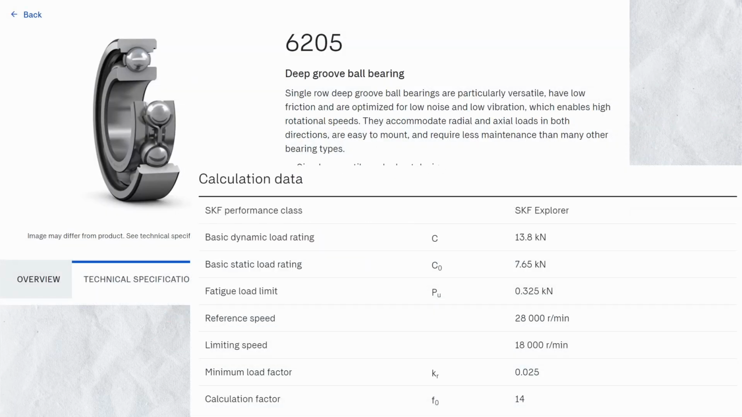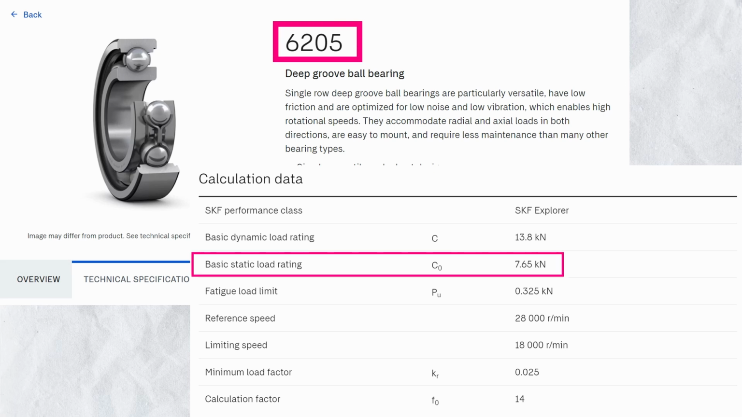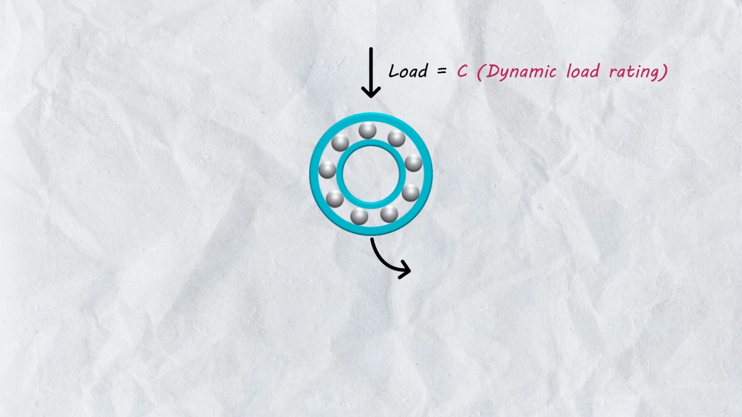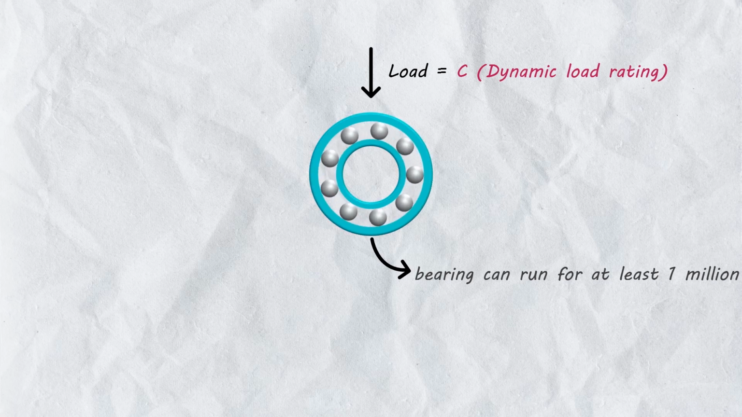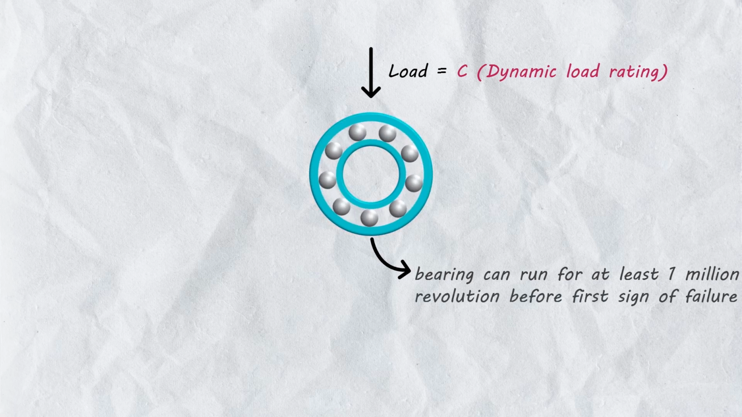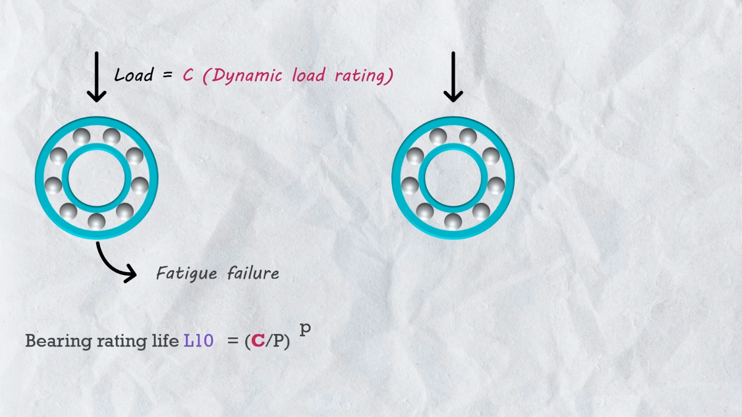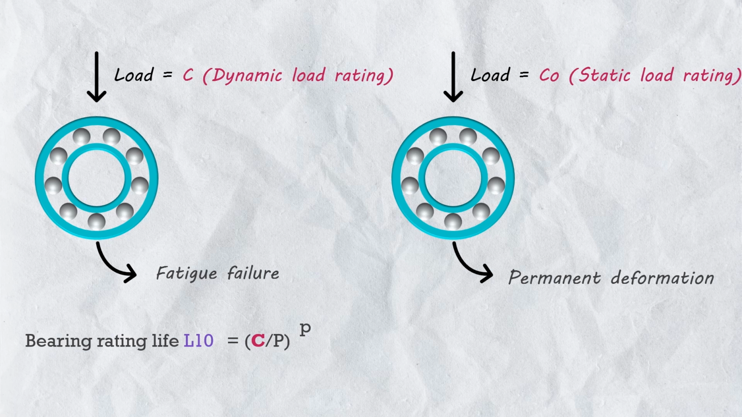And you can find this value in the bearing datasheet, like here for bearing 6205, the static load rating C naught is 7.8 kilonewton. Whereas C is the bearing basic dynamic load rating, which is defined as the load at which the bearing runs for at least 1 million revolutions before the first sign of fatigue failure. And that's the difference. Basic dynamic load rating C is related to bearing fatigue failure, and we use it in the bearing rating life L10 formula. Whereas bearing basic static load rating C naught is related to permanent deformation of the bearing, and we use it in the bearing static load safety factor formula.